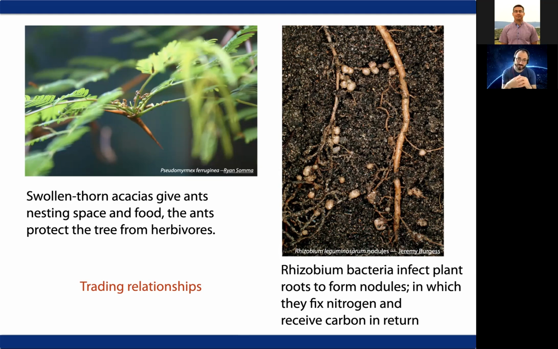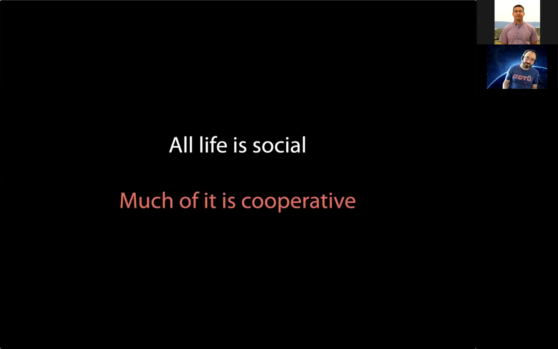And nitrogen is frequently limiting in terrestrial ecosystems. So a lot of plants are nitrogen limited, but not legumes, the legume family. Most of the legume family forms a symbiosis with rhizobia, where they get nitrogen in exchange for carbon. Okay, so this is another example of a trading relationship. So the point of all of this is that all of these interactions are social interactions.